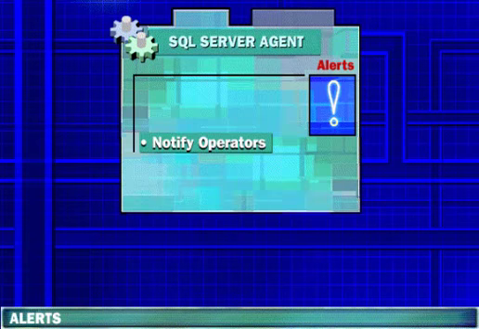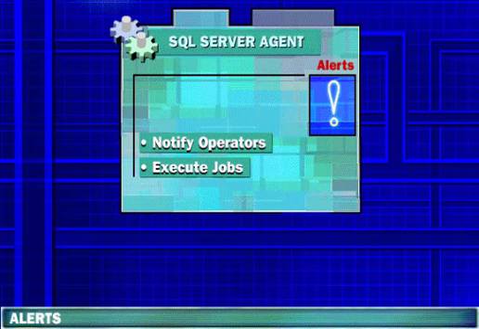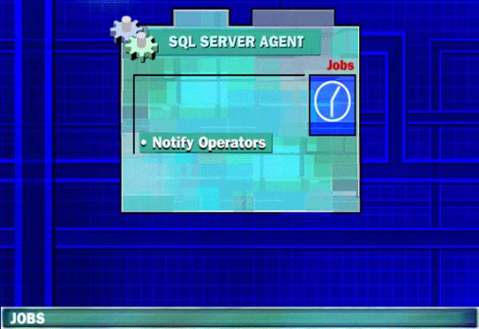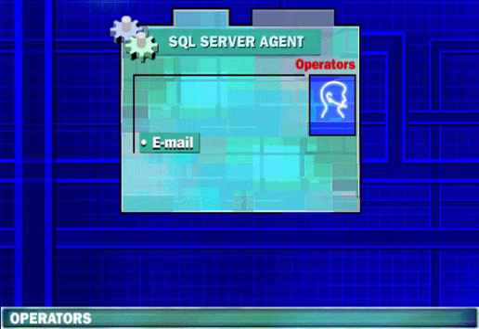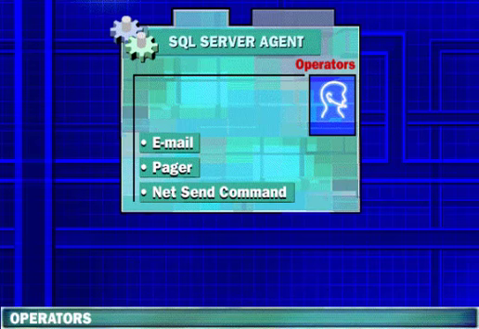Alerts can send notifications to operators and execute jobs when a SQL Server event occurs. Jobs can send notifications to operators and perform scheduled Transact-SQL, ActiveScript, operating system, or replication actions. Operators can receive notifications through email or pager messages, or the net send command.